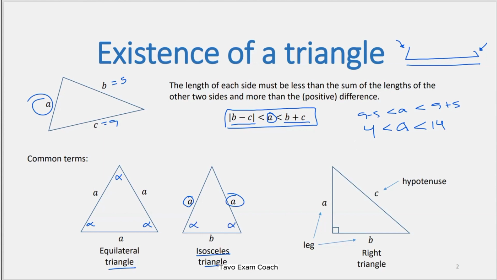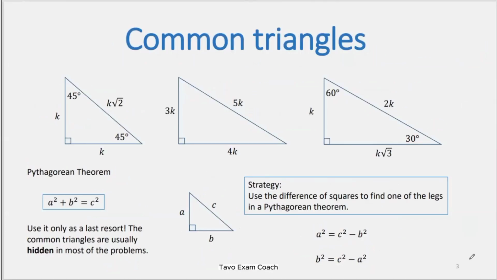The right triangle is a triangle with a 90-degree angle, and the two sides that form the right angle are called legs, while the greatest side, or the longest, is called the hypotenuse. The right triangles in the GMAT are very commonplace, and especially these three you see in the slide.